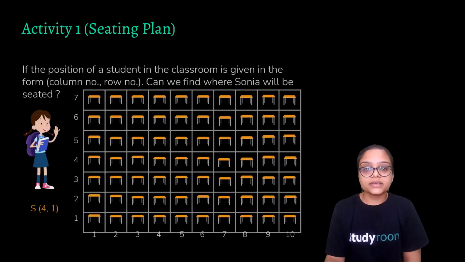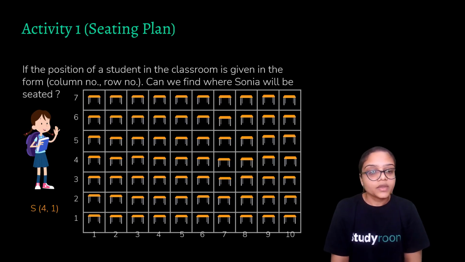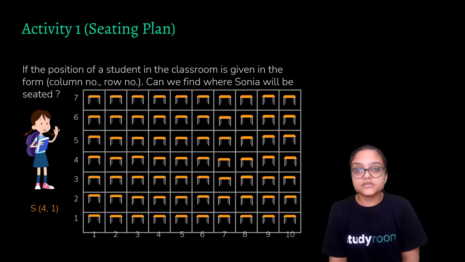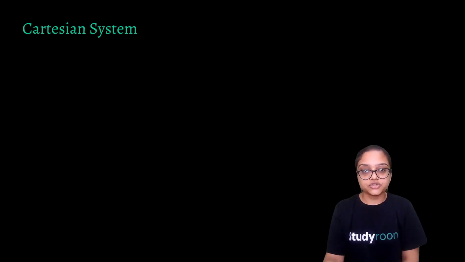Now activity 1, sitting plan. If the position of a student in the classroom is given in the form column number and row number, can you find where Sonia will be sitting? Just see what is the coordinate position of Sonia. It's 4 comma 1. What does the 4 denote? X-axis move 4 and y-axis move 1. Firstly in x-axis you need to move 4, so 1, 2, 3, 4. You'll be getting 4 comma 1 at the position shown.